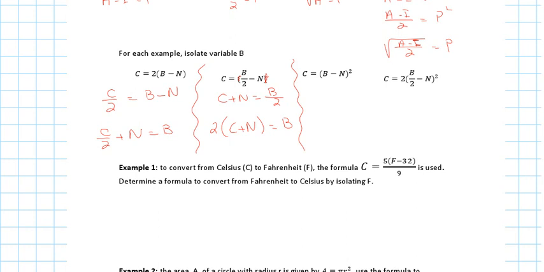What do you want to do first? Square root. The last thing you want to get rid of is whatever is in the bracket. You have to get rid of the square first, right? So you want to square root first, in order to be able to get rid of the bracket. So that's going to be square root of C equals B minus N. Bring N over as addition.